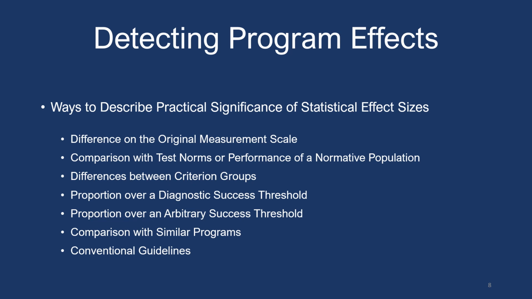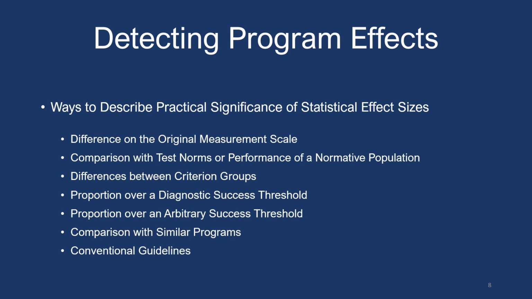Additionally, we may do a comparison with the effects of similar programs. As we mentioned earlier, sometimes referencing prior studies of similar programs can help to situate and translate the statistical effect size by providing a comparison of effects for similar programs on similar outcomes. This can help to contextualize what may be considered a small or large effect.